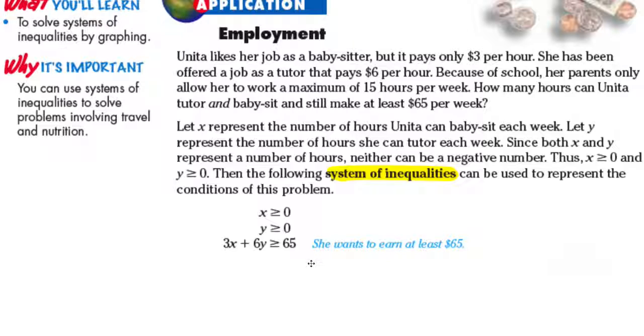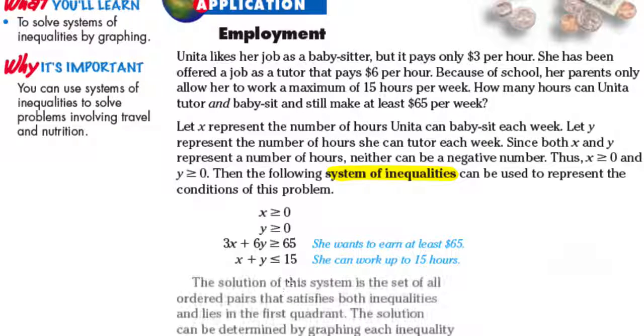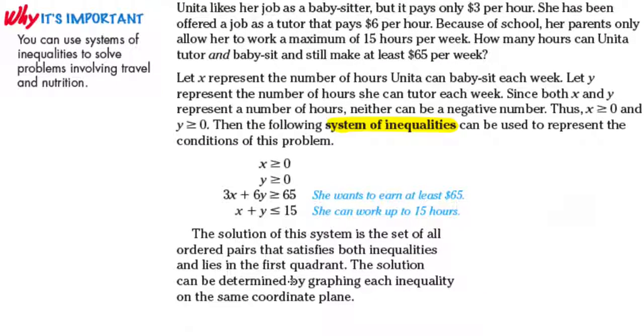The second inequality will be x plus y is less than or equal to 15, because she is not allowed to work more than 15 hours, the maximum that she can work. So those are the two inequalities. The solution of this system is a set of all ordered pairs that satisfies both inequalities and lies in the first quadrant. And that's what this is ensuring, that it lies in the first quadrant.